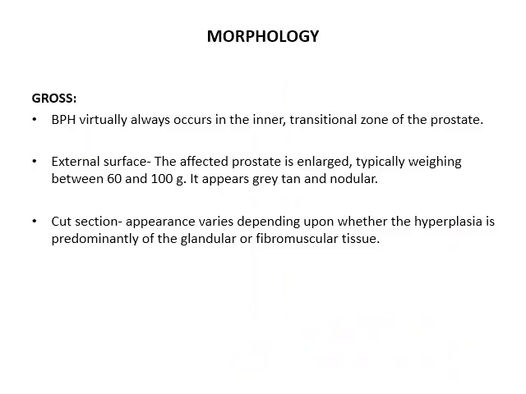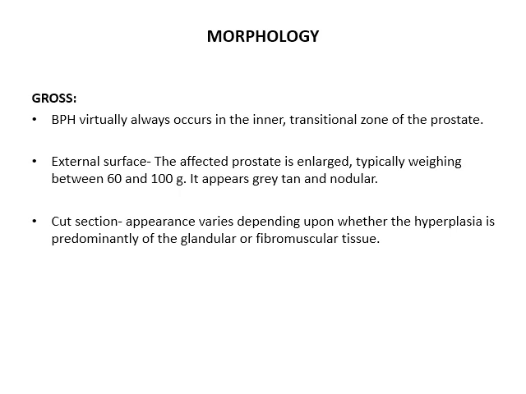Moving on to the morphology of benign prostatic hyperplasia, the gross features are as follows. BPH virtually always occurs in the transition zone of the prostate. On the external surface, the prostate gland is enlarged. It typically weighs between 60 to 100 grams, and it appears grey tan in color, and it is nodular.